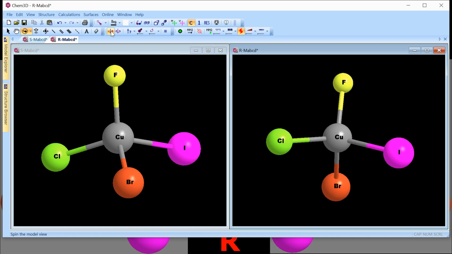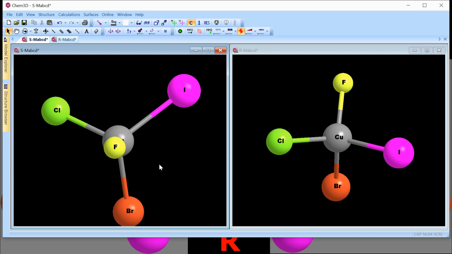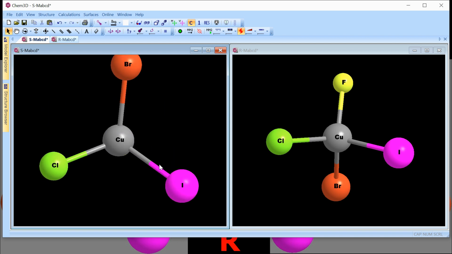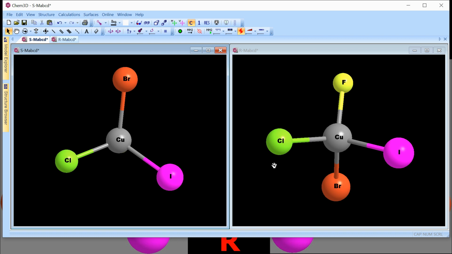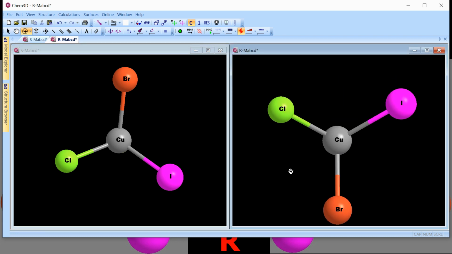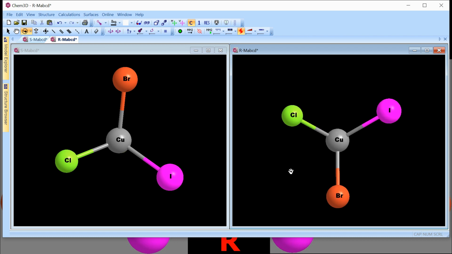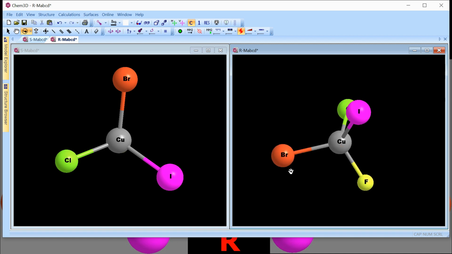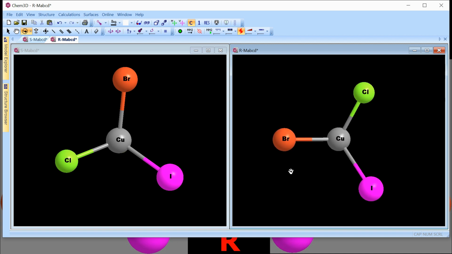Now, are they superimposable? Sometimes you will feel that they are superimposable, but they are not. I will tell you how. This is the best way to understand it, that both of these are different. What I am doing is, I am sending fluoro at the back, right? And now I will try and arrange the remaining atoms in the same way. Now what happens? Let us see the sequence.